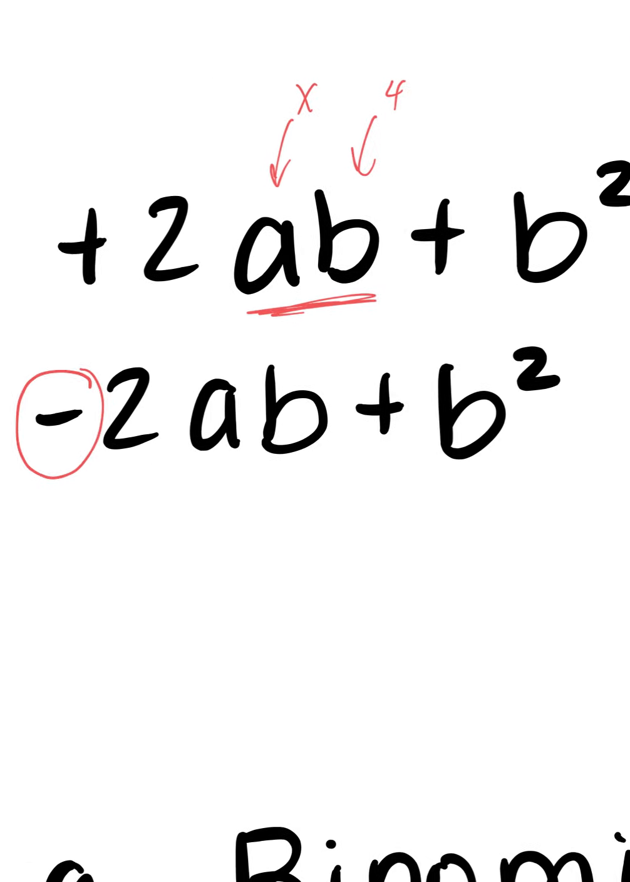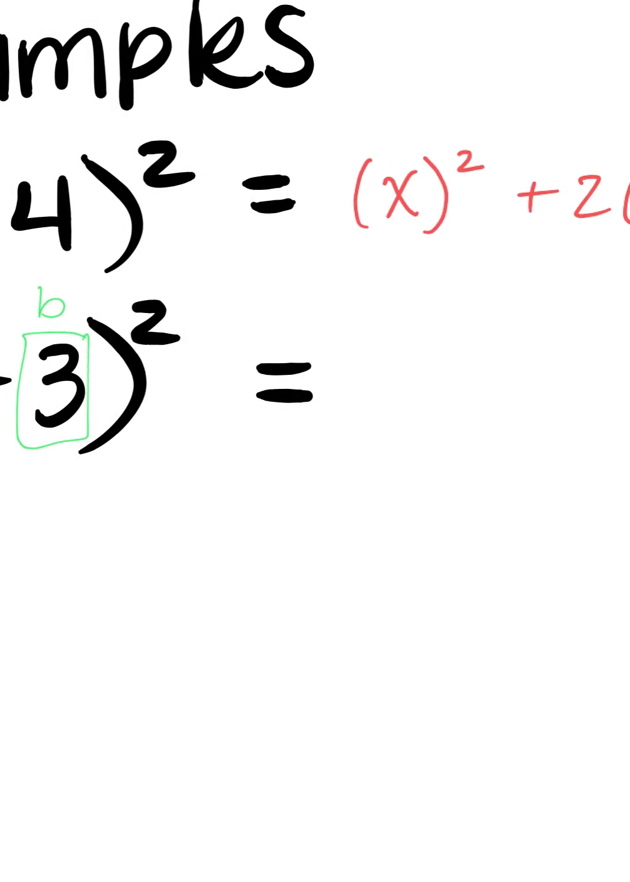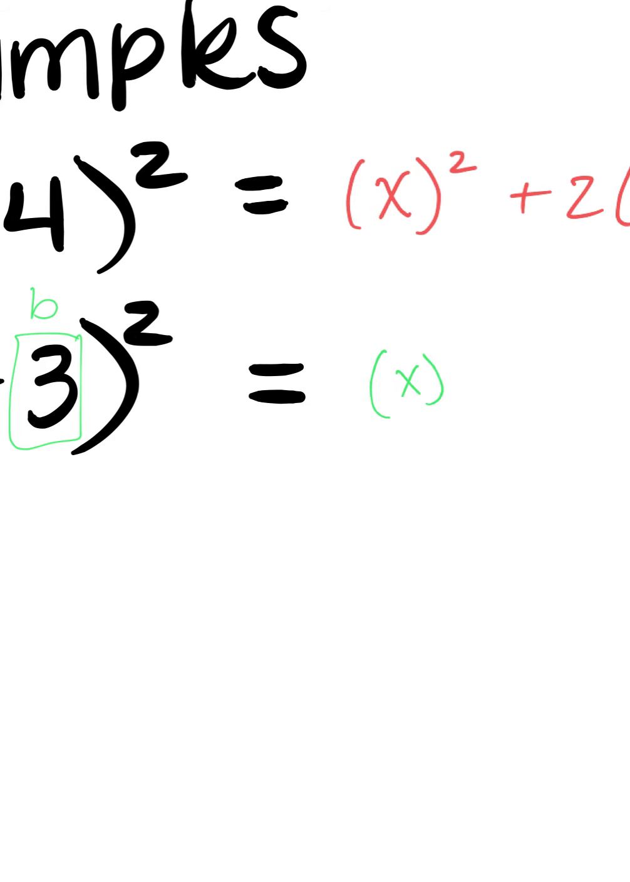Let's just use our formula. Wherever I see an a, I'm plugging in an x. Wherever I see a b, I'm plugging in a 3. So a squared is going to be x squared, minus 2 times a, which is x, times b, which is 3, plus b, which is 3, squared.